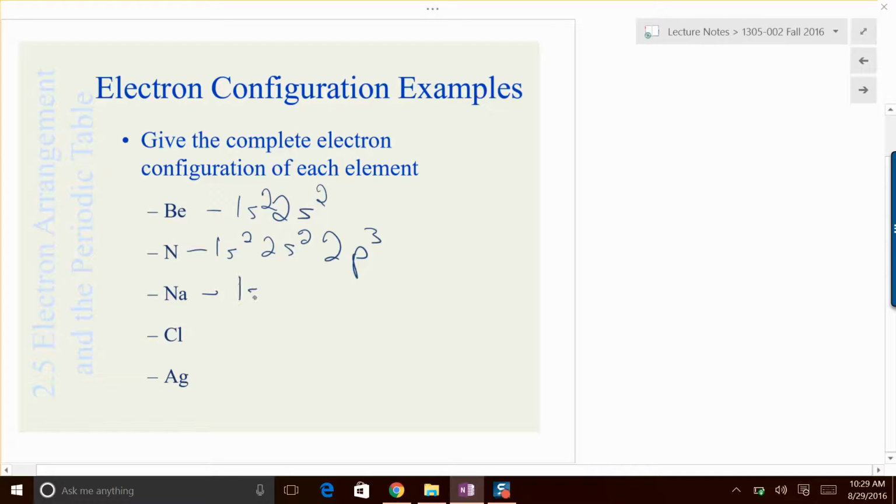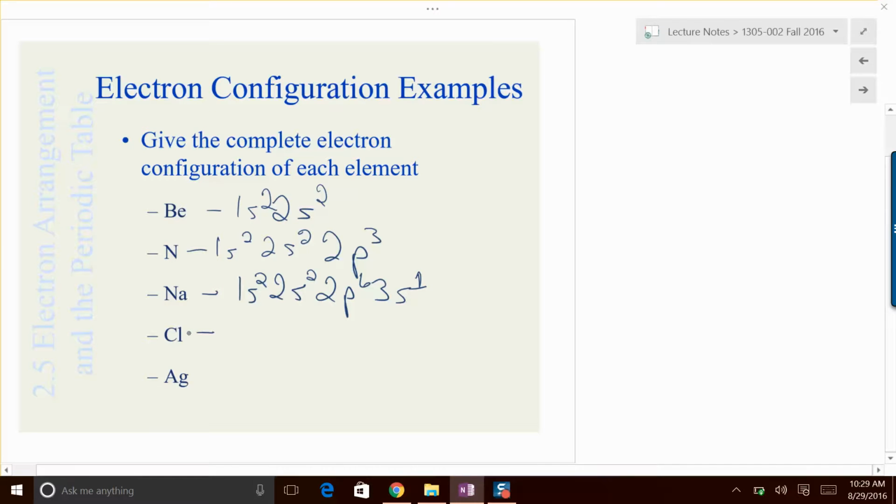Sodium. 1s, 2s. What's after 2s? 2p. 2s, 2p, 3s. Sodium is which element in the 3s? That's right. 3s1, and then I fill everything in before it. 1s2, 2s2, 2p6, 3s1. That is the electron configuration of sodium.